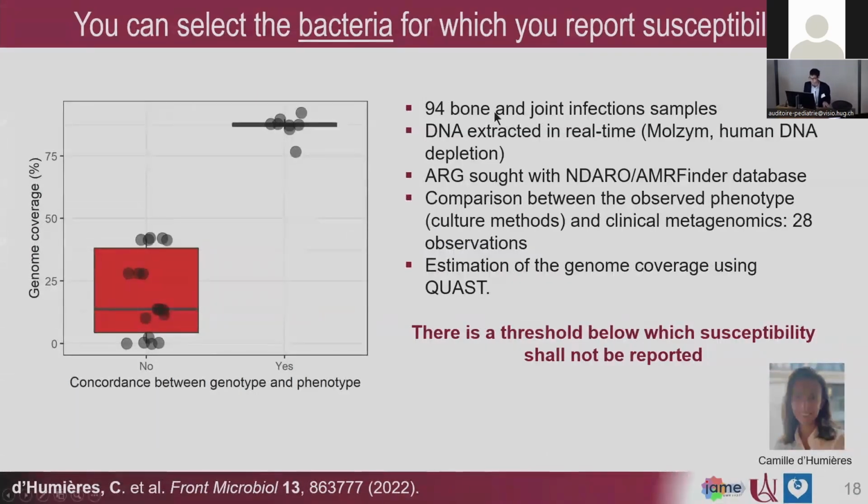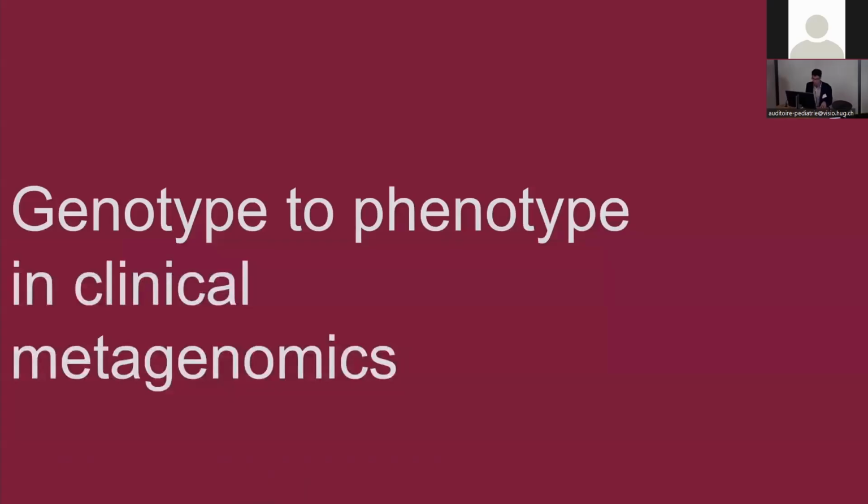In this data set, it was bone and joint infection samples. We reconstructed the genomes of the pathogens we found. And this is the exhaustiveness of the reconstruction of the genome in percentage. And this is the concordance between the genotype and the phenotype. When the genome was reconstructed over, let's say, 80%, we would have a good confidence. But below that, we would have very bad results. So I'm not sure that 80% is the right threshold, but the concept of having a threshold below which you cannot report the antibiotic susceptibility results, I think this is something that makes sense. So it was a translation to clinical metagenomics.